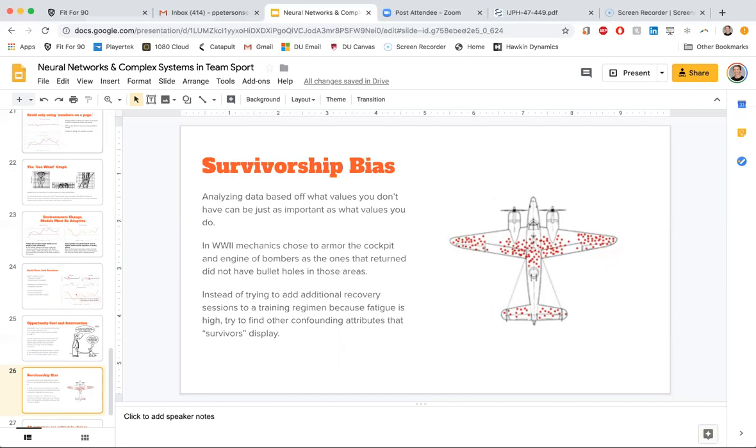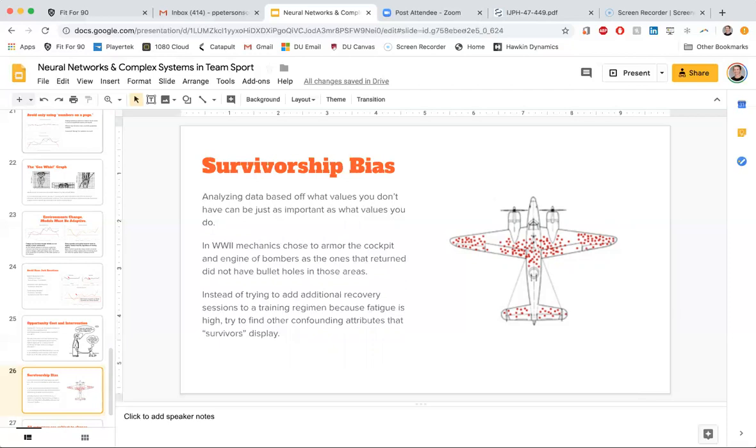Prime example of this, World War II, the mechanics for the B-52 bombers. They were looking at the planes coming back from not being shot down over the field, and they're trying to figure out why these planes survive when the others don't. They're taking a look at the bullet holes, and everywhere that's riddled, they started to armor, right? Well, opportunity cost became high because it weighs the plane down.